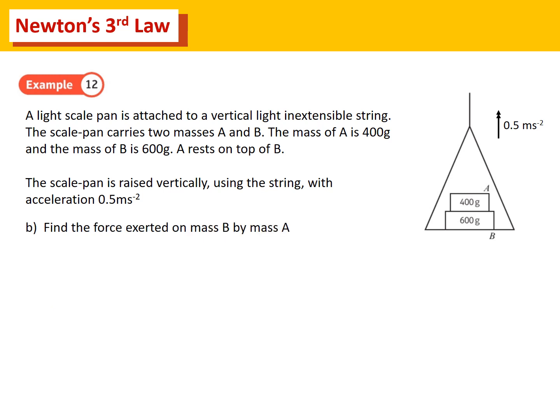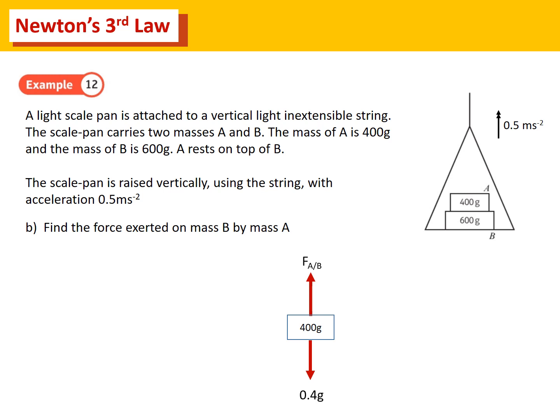For part B, find the force exerted on mass B by mass A. Well, I'm going to look at the force exerted on mass A by mass B, because it will be equal and opposite to the force exerted on B by A. So I'm just looking now at object A. It's got a weight of 0.4g newtons, and it has a reaction force from B. So imagine that you in fact were object A. You could feel something under you, and that would be the contact force from object B. So this is a contact force on A from object B.